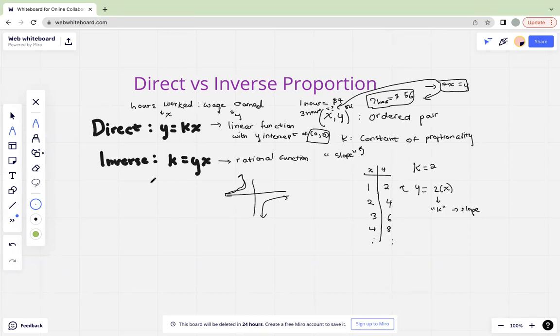Inverse variation is used when one quantity increases while the other one decreases. Some examples would be atmospheric pressure, because as altitude increases, air pressure decreases, or some gas relationships, and so on and so forth. So that's where inverse variation would be used.